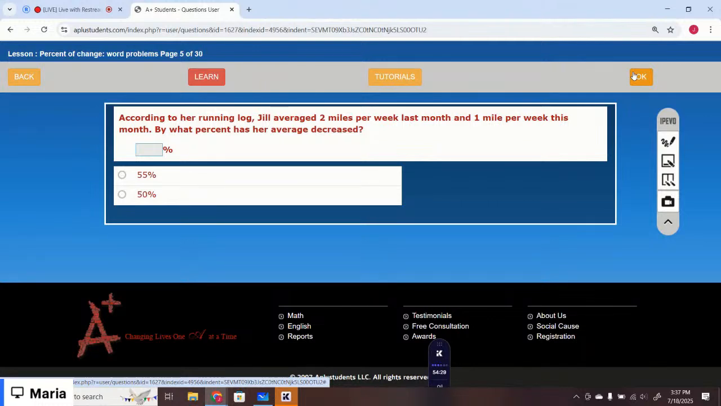According to her running log, Jill averaged 2 miles per week last month and 1 mile per week this month. By what percent has her average decreased? So it would be decreased by 50%.